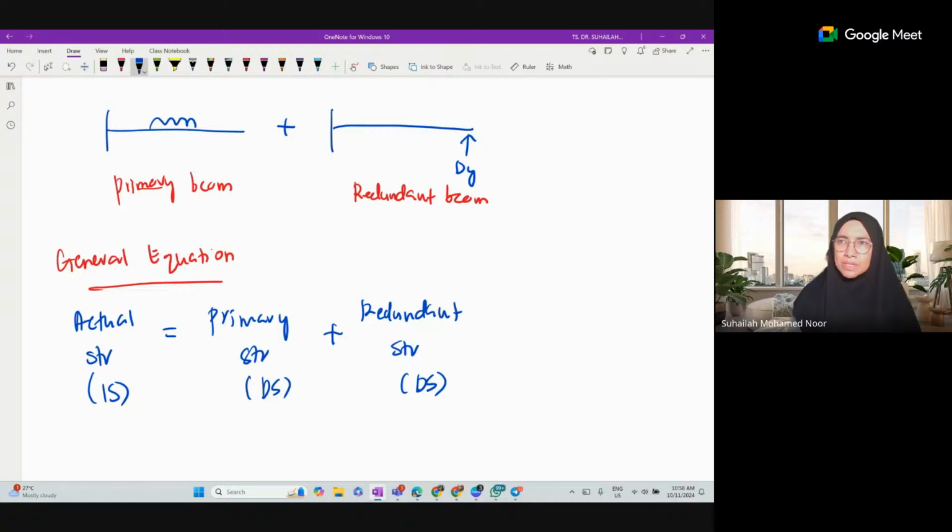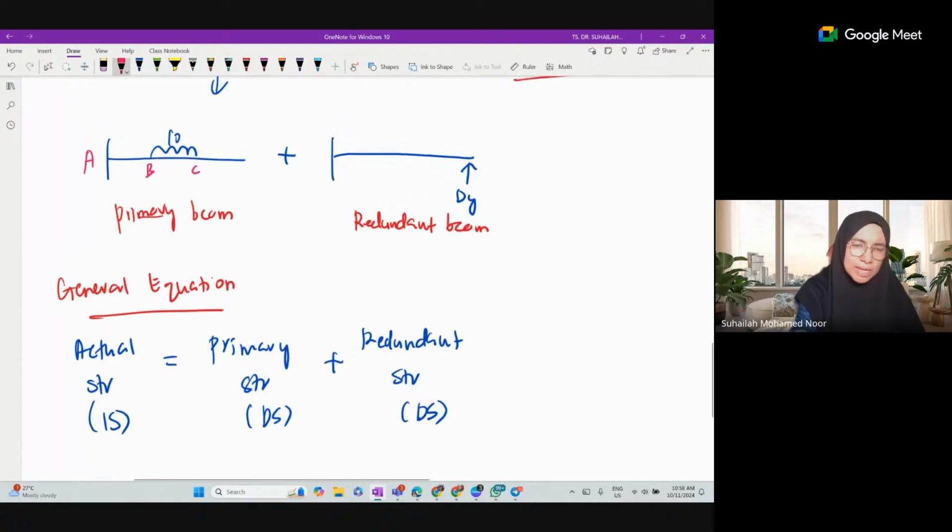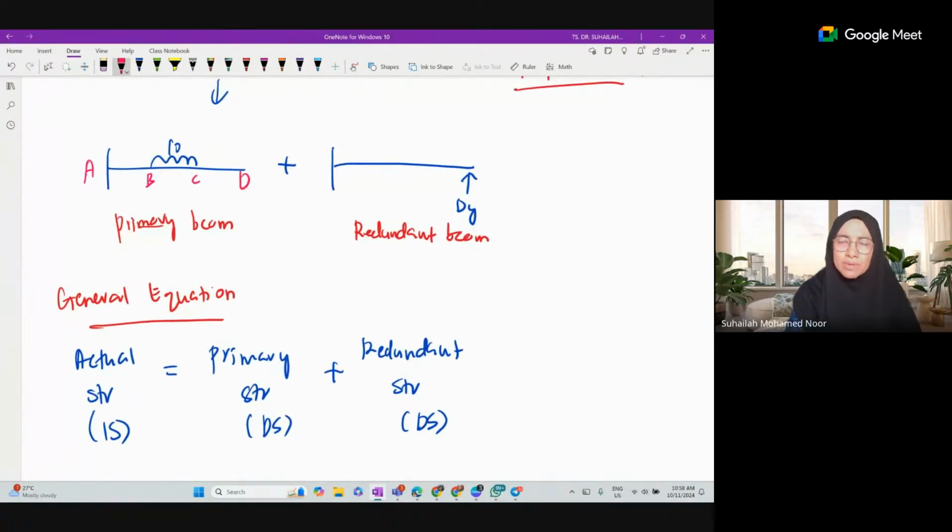About the primary structure and redundant structure, we have one determinate structure here where it is subjected to all external loading, and we have one structure, the cantilever beam subjected to actually this one which we change to 1 times dy, subjected to a unit value. Okay, a unit value of dy.